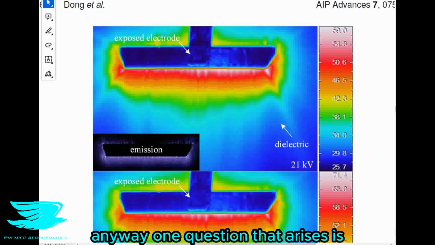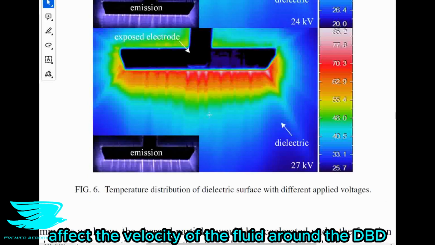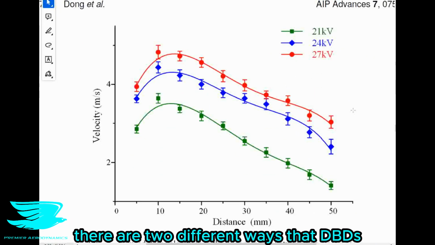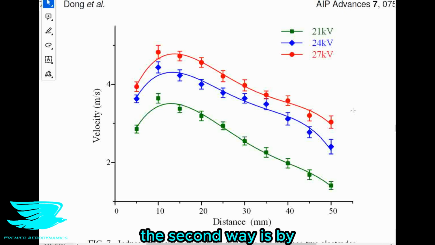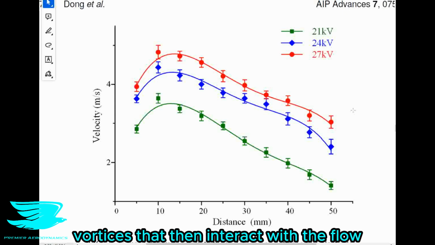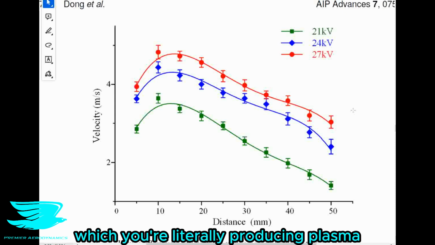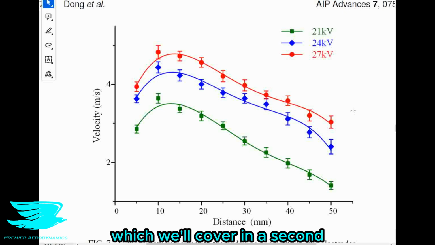Anyway, one question that arises is how does the distance between the two electrodes affect the velocity of the fluid around the DBD? Because as we mentioned, there are two different ways that the DBD can really affect the flow. One was literally producing a direct force on the flow. The second way is by producing vortices that then interact with the flow. This first way is what we're looking at here, where you're literally producing plasma, and then this produces a force on the flow, which we'll cover in a second.